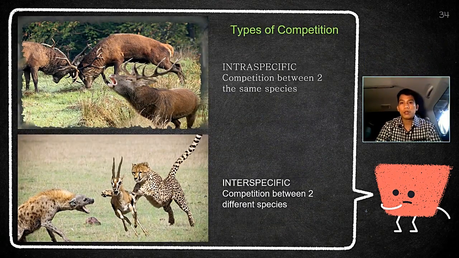There are 2 types of competition. First is the intraspecific competition, or the competition between the same species, as shown in the left portion of the screen, while the other is the interspecific competition, or the competition between 2 different species.